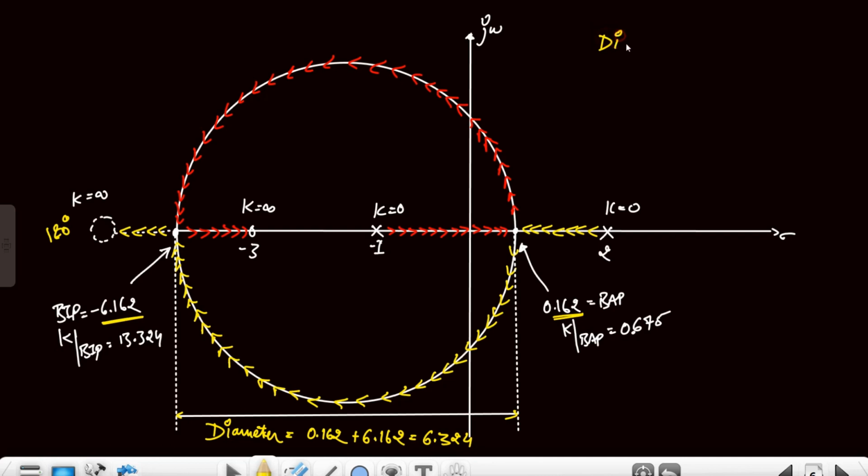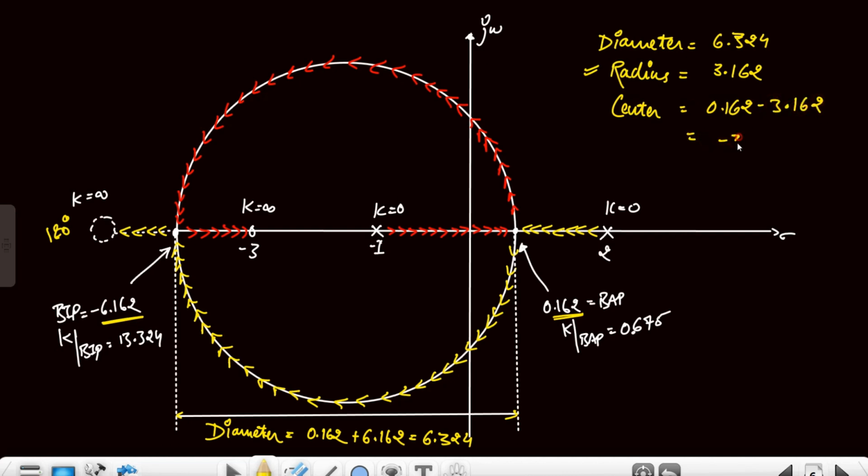So we have got the diameter as 6.324. According to this, the radius of the circle will be equal to half of the diameter, which is 3.162. So this is the radius, and the center we can calculate by subtracting this value from this value, right? यहाँ से इसको subtract करेंगे, so we got the center. Radius को subtract करने से, we can clearly see that the center is minus of 3.162 minus 3.162, so it will be simply minus 3.